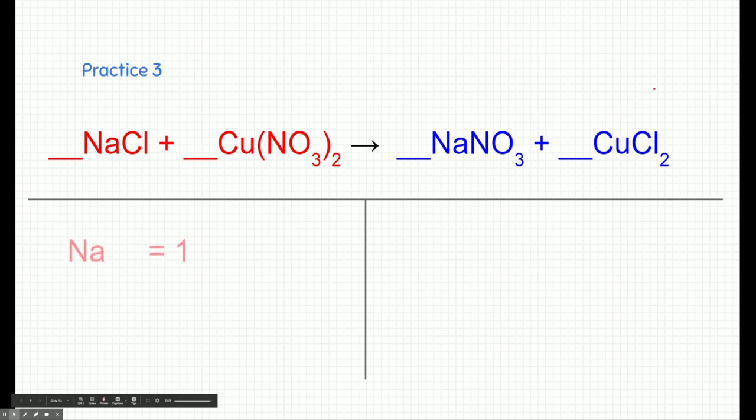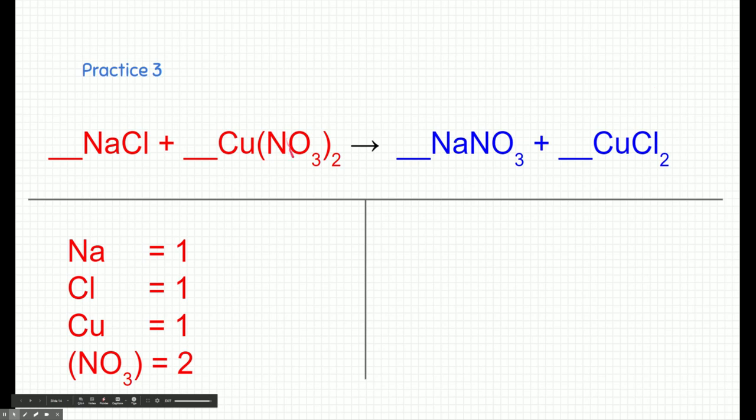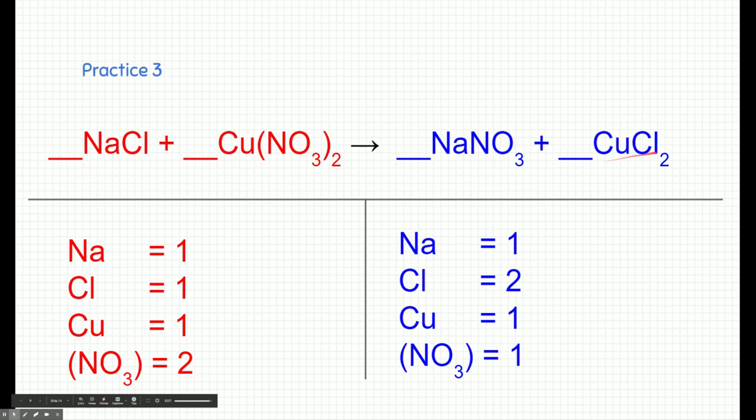On the reactant side, we have sodium, chlorine, copper, and we're going to keep nitrate together. There's one sodium, one chlorine, one copper, and this little subscript 2 on the outside of nitrate represents that there's two nitrates. We can do this because we find nitrate on the other side. On the product side, we have one sodium, we have two chlorines, we have one copper, and we only have one nitrate. So there's our nitrate right there.